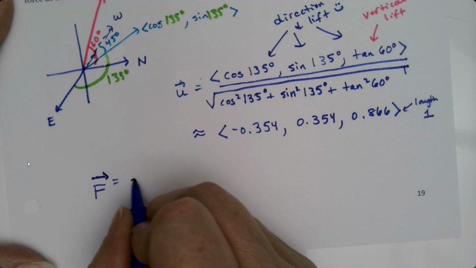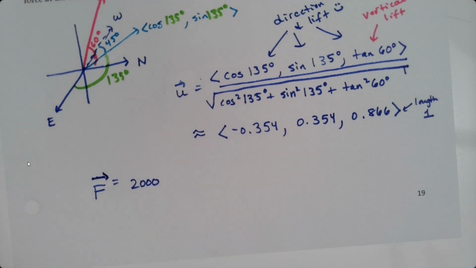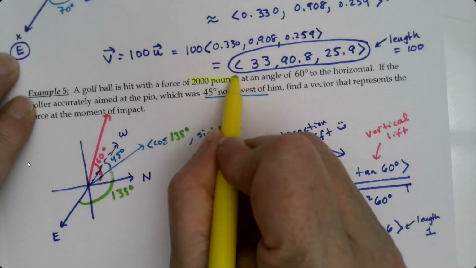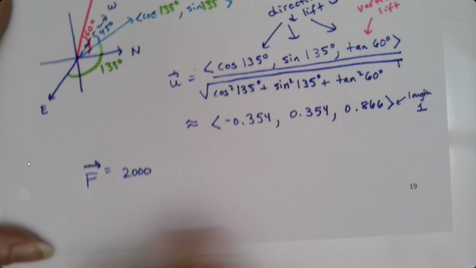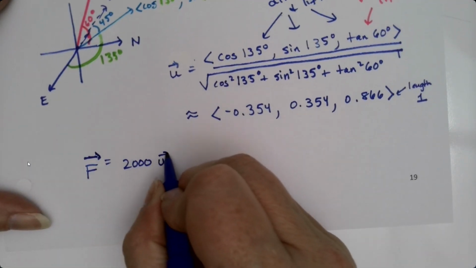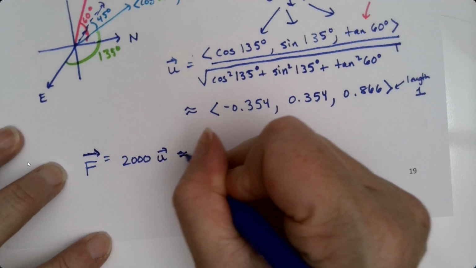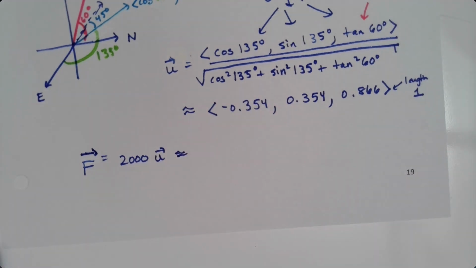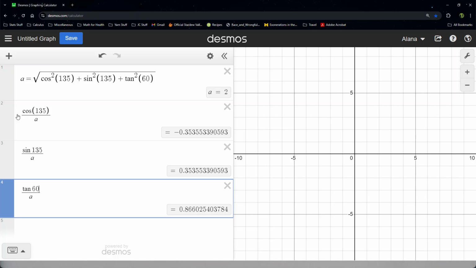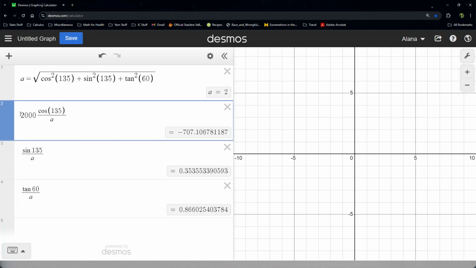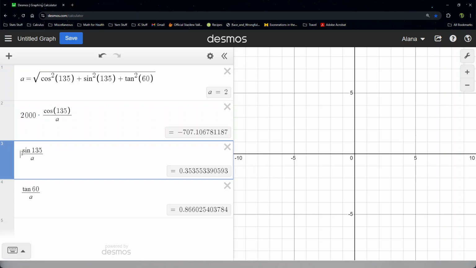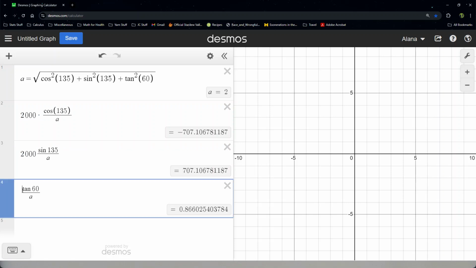So we want 2,000, because that's our magnitude, that's the force. So we want 2,000 U. We're just going to multiply each of those numbers by 2,000, and again, we're just going to make a computer program do that. That's not something we're going to do by hand. So I could just multiply 2,000 times each of these. So negative 707, positive 707, and 1732.